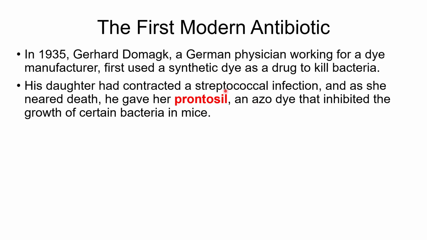So she had strep throat, essentially, and there was no real treatment other than just to sort of wait it out. And back then, when people waited it out, some of them died. And so because he didn't want his daughter to die, he gave her Prontosil, which is an Azo dye that had shown some activity in inhibiting the growth of bacteria in mice.